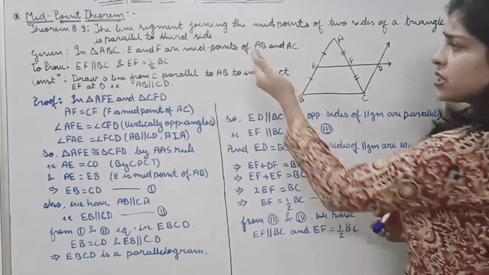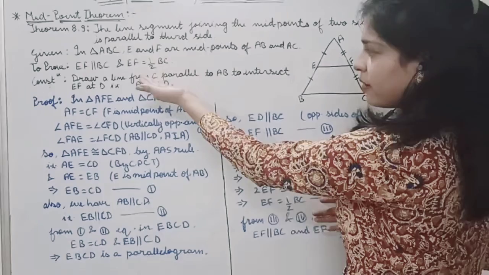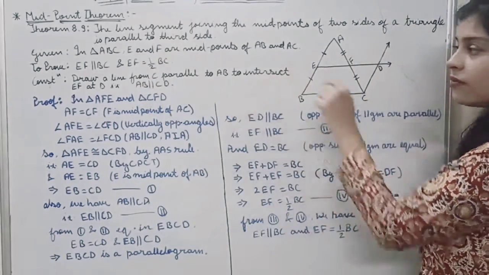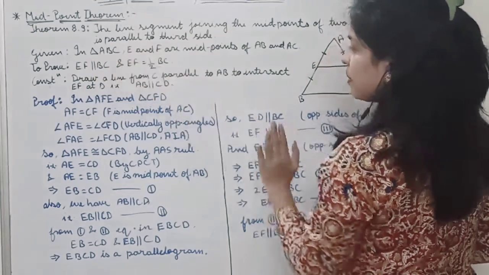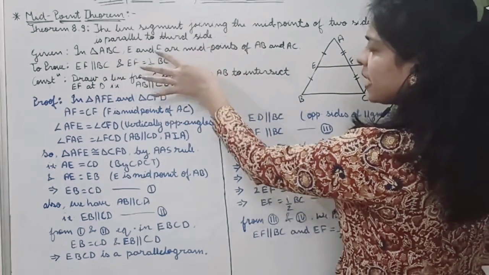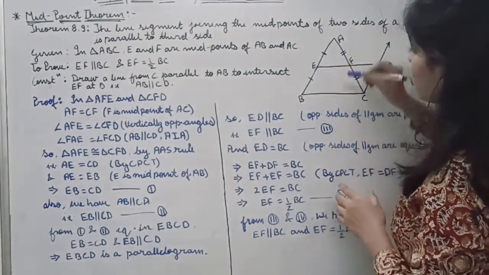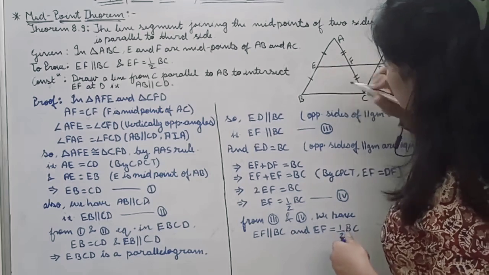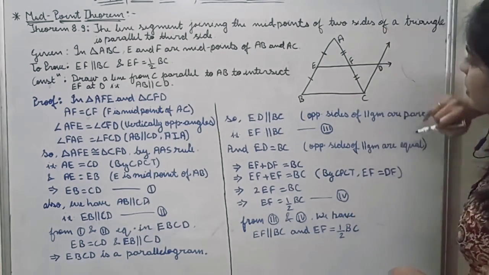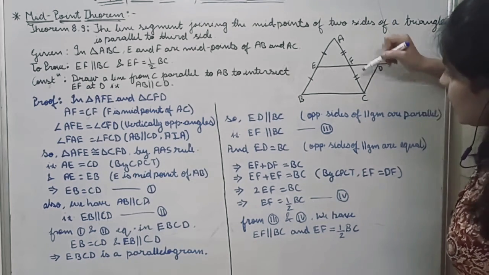In order to prove, we will write what is given, what we have to prove, and what construction we have made. Given: in triangle ABC, E is the midpoint of AB and F is the midpoint of AC. This is very clear. If E is the midpoint of AB, it means AE is equal to EB, and if F is the midpoint of AC, then AF is equal to CF.